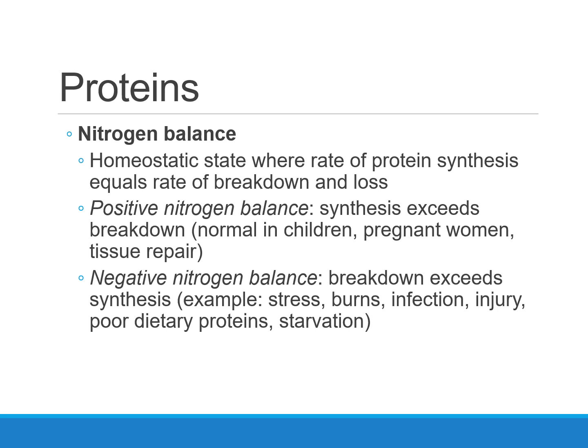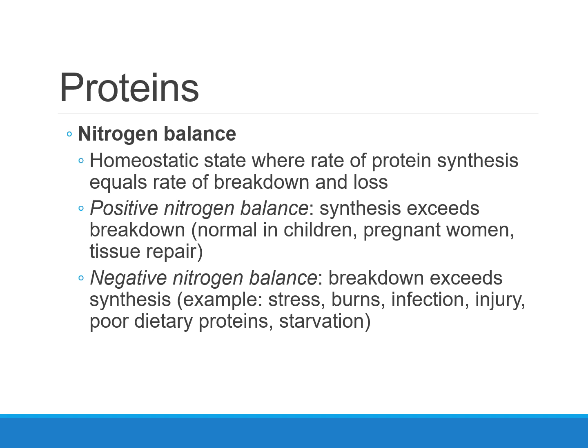Another important thing to know about your proteins is your nitrogen balance. This is the homeostatic state where the rate of protein synthesis equals the rate of breakdown and loss, and we want that. Sometimes you're going to see a positive nitrogen balance. This is when you're making more proteins than you're breaking down, and that's very normal in children because that's what they're doing. They're growing. It's also normal in a pregnant woman because she's growing another person inside of her, and it's normal when you have a lot of tissue repair going on, like perhaps a burn.